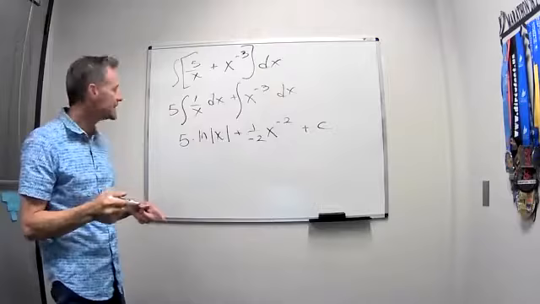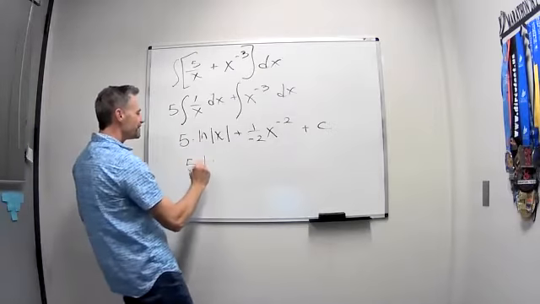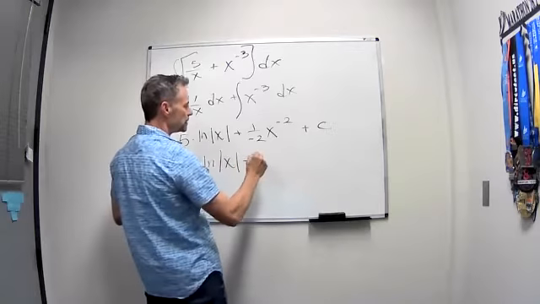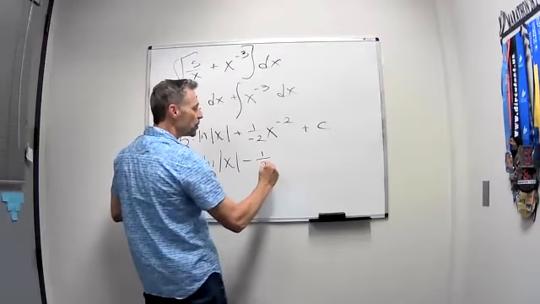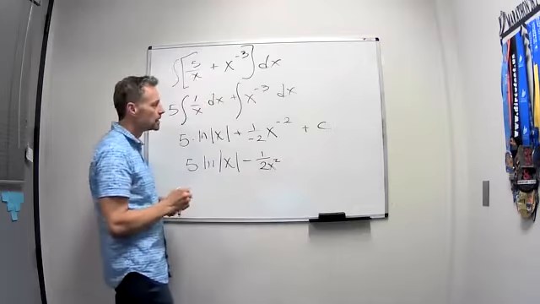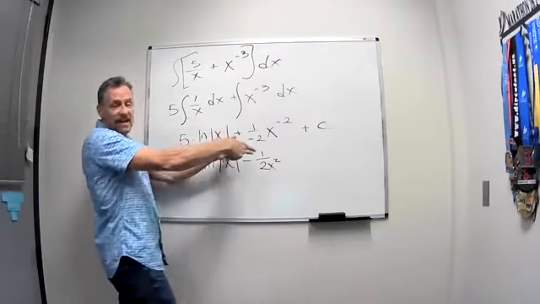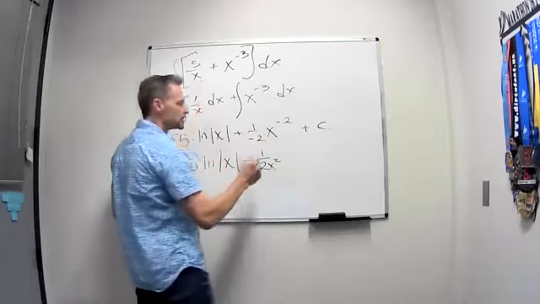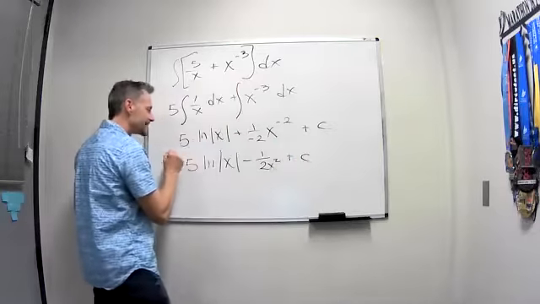And we'd probably want to clean this up a little bit. We'd probably go, oh, it's 5 ln of the absolute value of x minus maybe 1 over 2x squared. Or you could do negative 1/2 x to the negative 2. We usually don't like to leave negative exponents, but we could. Either way would be fine. That's my answer.